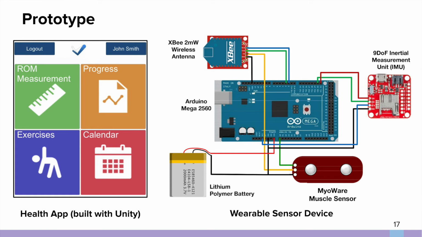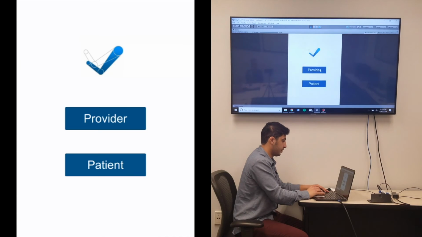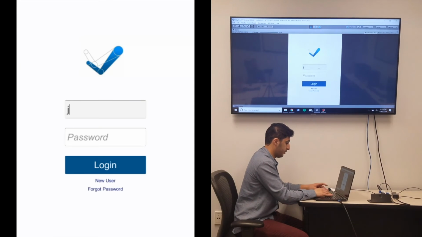The prototype consists of 2 modules, a wearable sensor device that the patient wears on their upper arm, and a mobile health application. The wearable device uses an inertial measurement unit and a muscle sensor to track arm movement, while an Arduino board processes data from the 2 sensors and transmits them to the computer. The inertial measurement unit consists of 3 sensors, an accelerometer, a gyroscope, and a magnetometer. Range of motion in 3D space is determined by calculating Euler angles, which are pitch, yaw, and roll from the XYZ values of the three sensors. In addition, a sensor fusion algorithm, namely the complementary filter, was implemented to compensate for long-term gyroscope drift and short-term inaccuracy of the accelerometer.